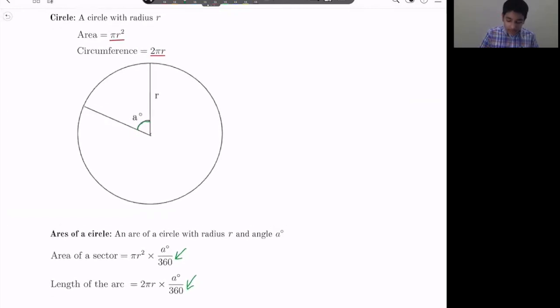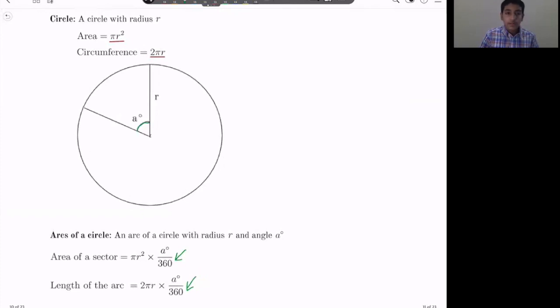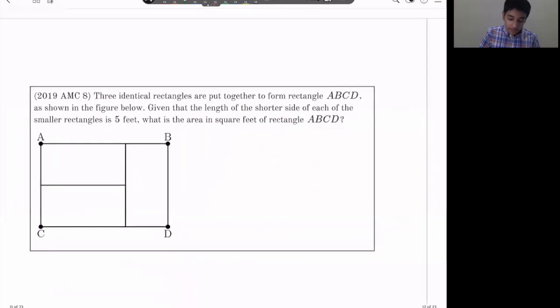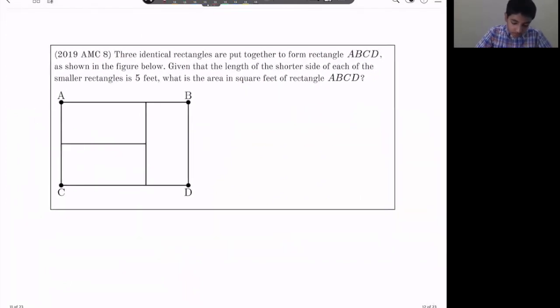So are there any questions on any of the area formulas that we covered before we move on into some AMC problems? Okay, so doesn't look like there are any questions. So we'll go into some AMC 8 problems now. So let's start off then.